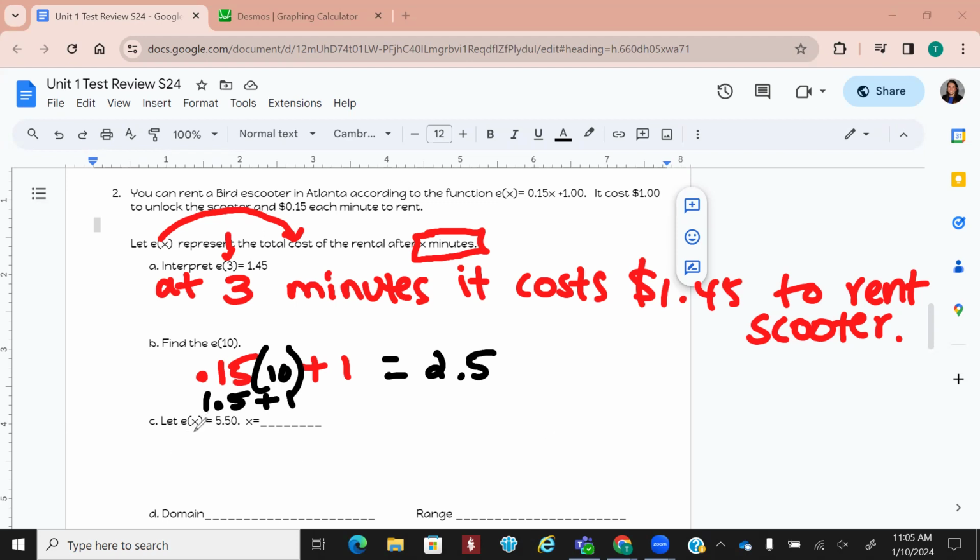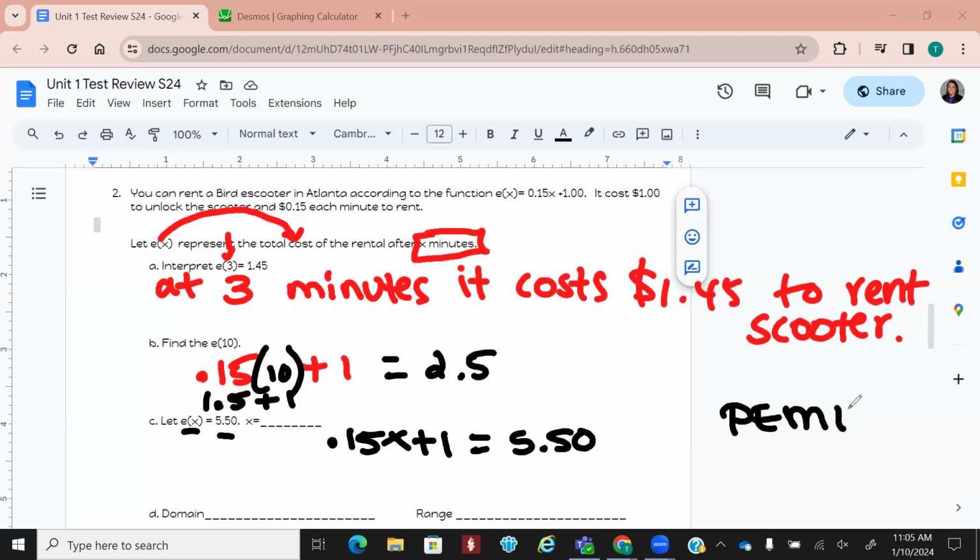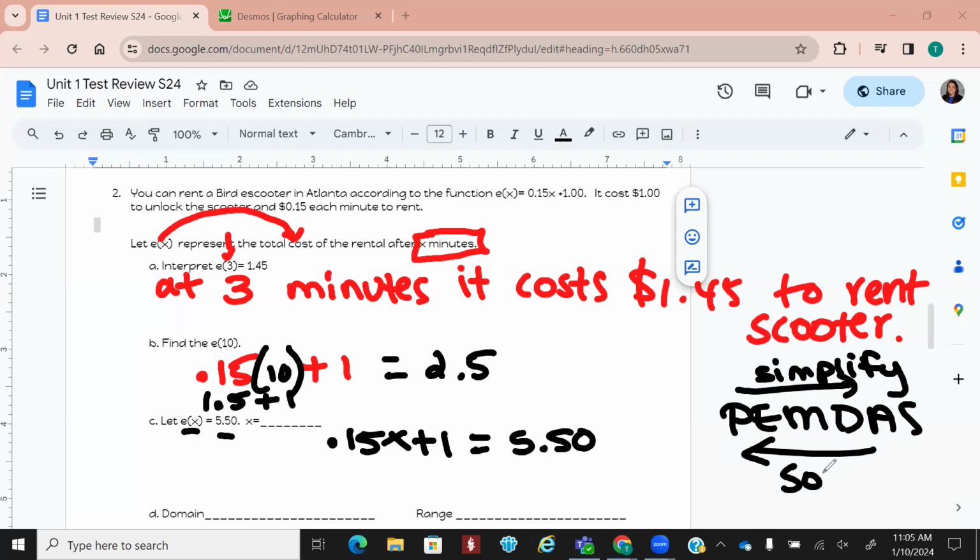Now, on the next one, it says E of X equals 5.5. I'm going to take my equation and set it equal to 5.5. Now I'm going to solve. Do y'all remember back in middle school, this little thing? When you simplify, you go this way. When you solve, you actually go in the opposite direction.